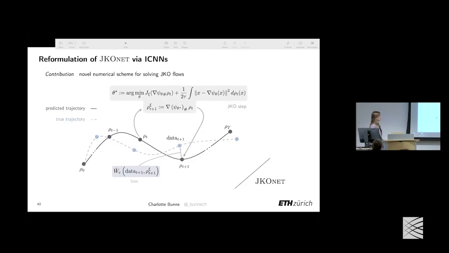But now we have a novel numerical scheme. Instead of solving this classical JKO step, we are solving the problem where we need to find a convex function which minimizes the overall objective. So this is an optimization problem in itself. Now, iteratively at each step, we find the best convex function, which then describes where our population is at the next point in time.